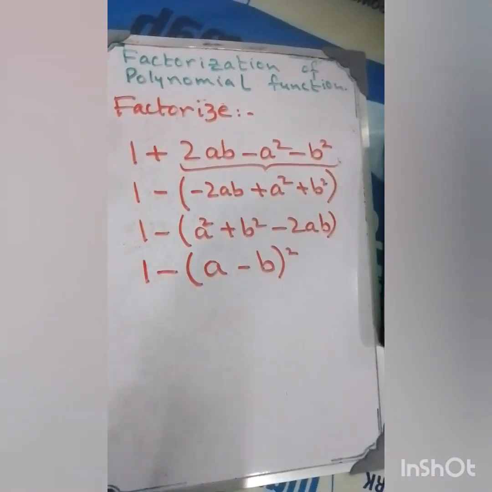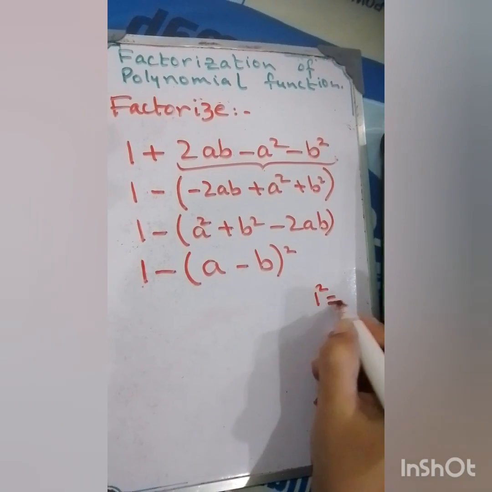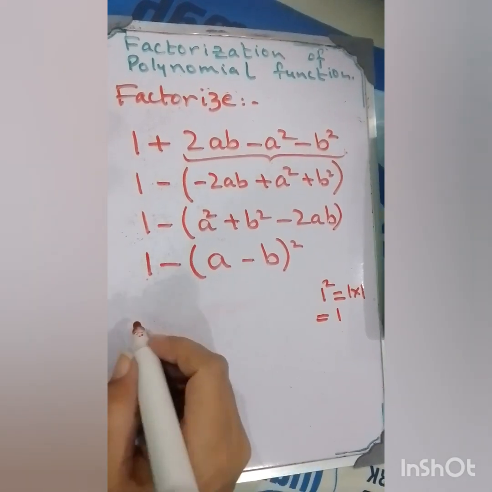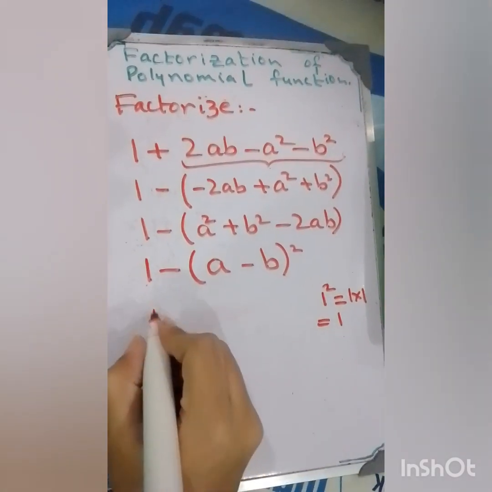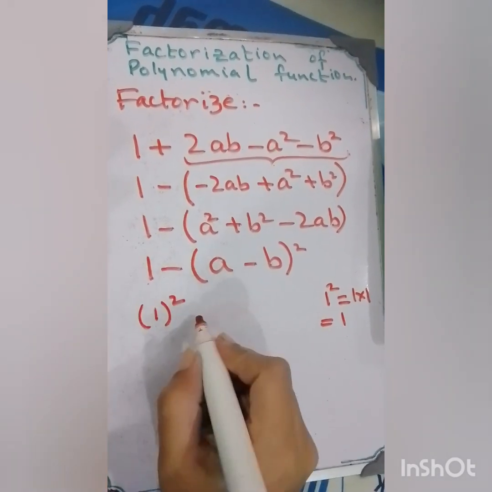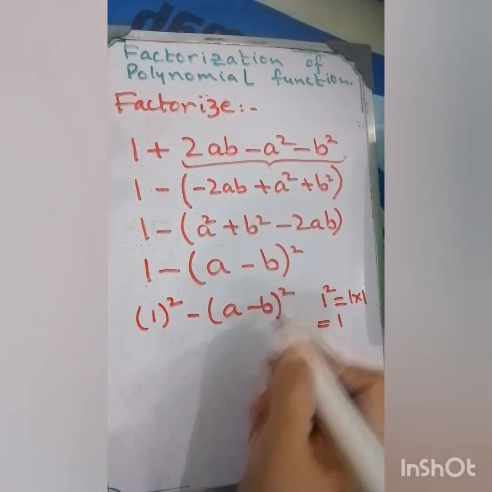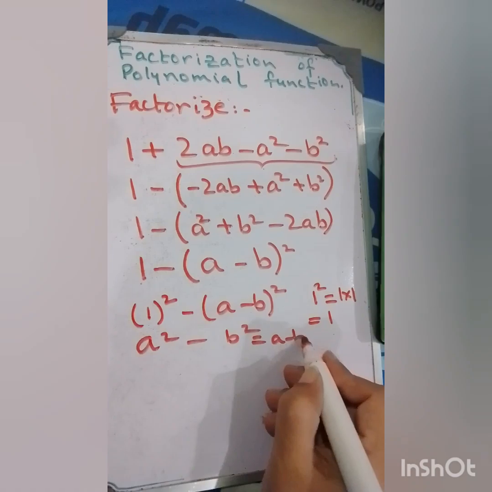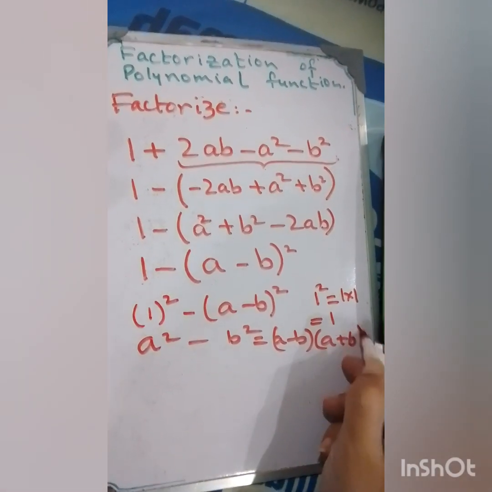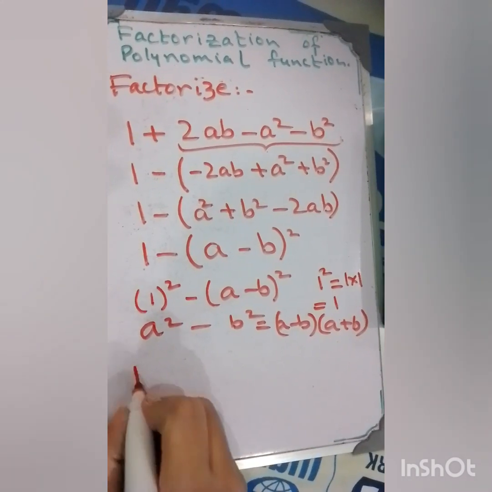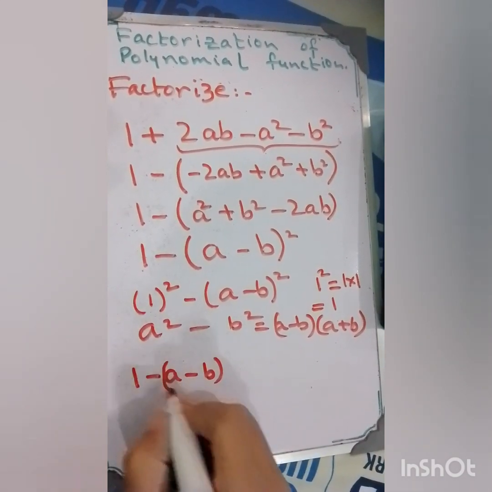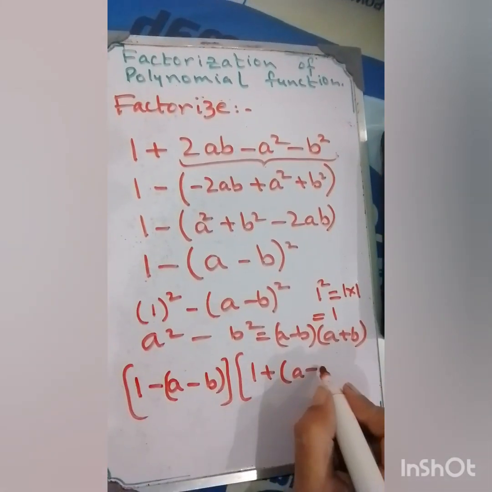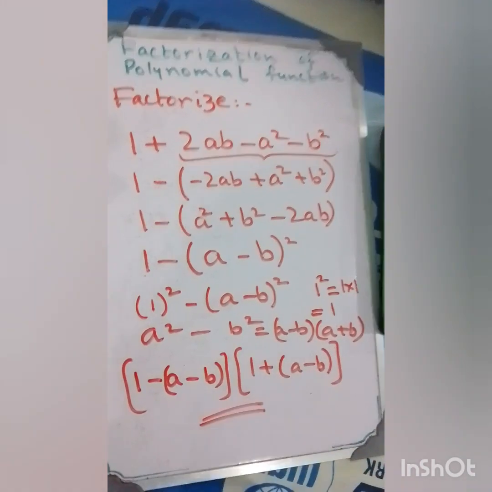Considering that 1 square is equal to 1 multiplied by 1, giving 1, and leaving no effect on 1, I can write it like this: 1 square minus, a minus b the whole square. So here this is my a square, this is my b square. I'm expanding it in the form a minus b, a plus b, this difference of squares formula. 1 minus a minus b in bracket is a minus b, and this is my 1 plus a minus b. This is the final answer of such kind of questions.